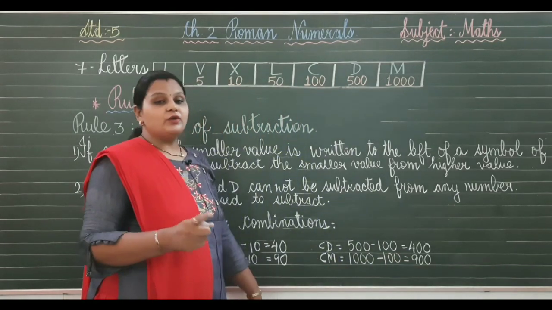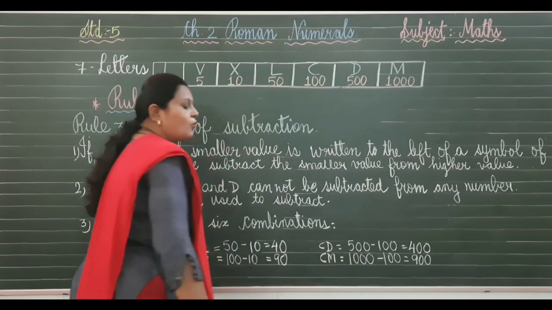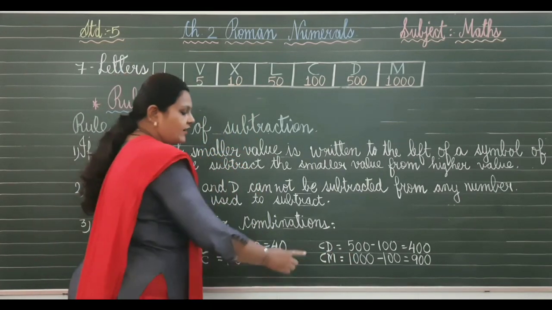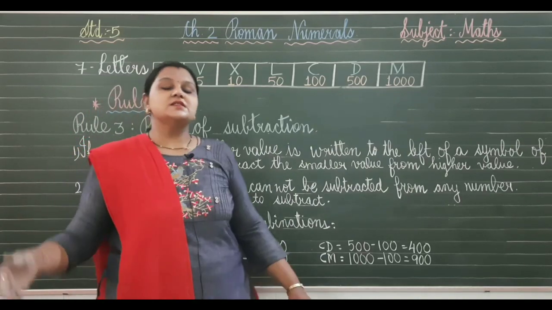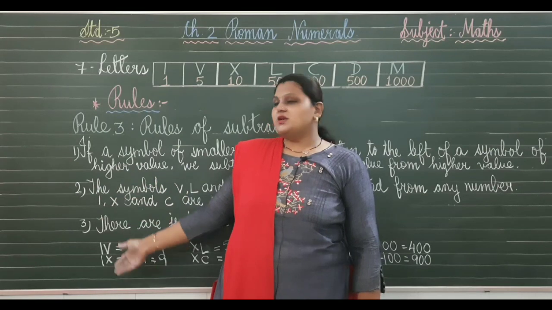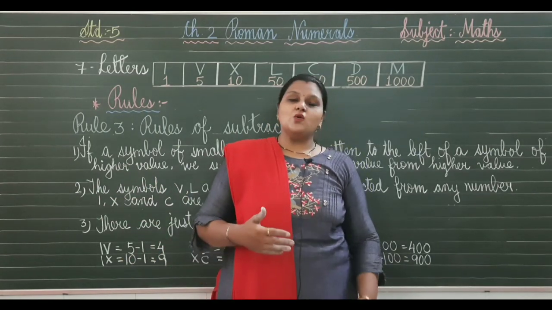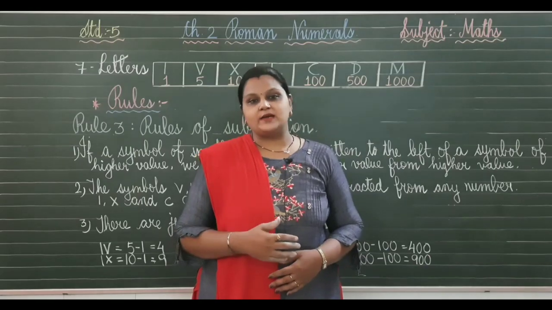Students, when you want to write 900, you have to use CM. When you want to write 400, write CD directly. So these are the rules of addition, subtraction and repetition we have seen. Now let's move further to the exercise part.